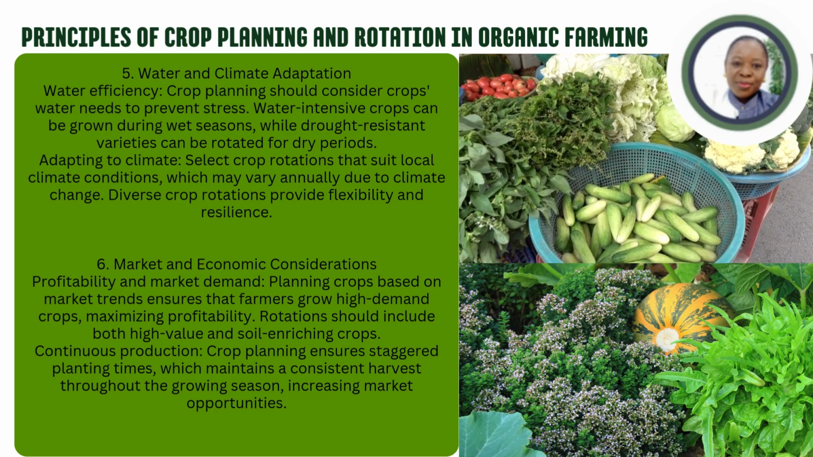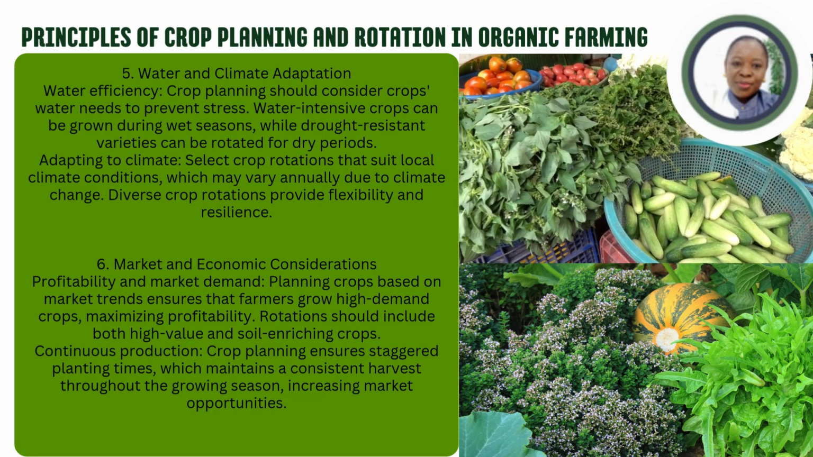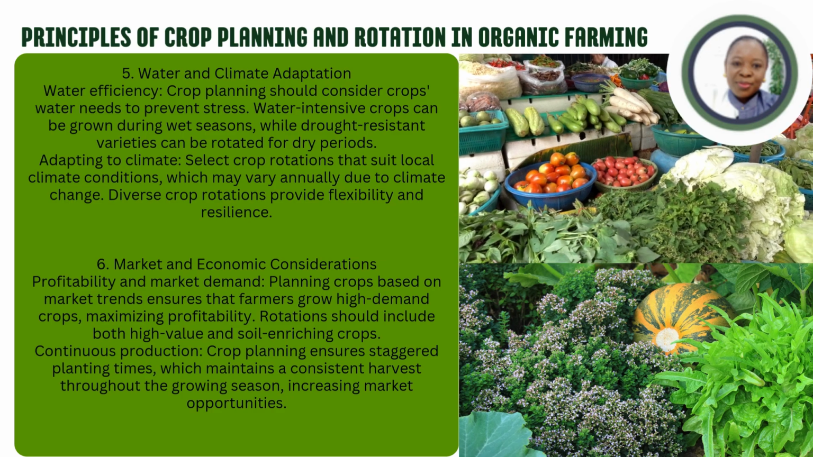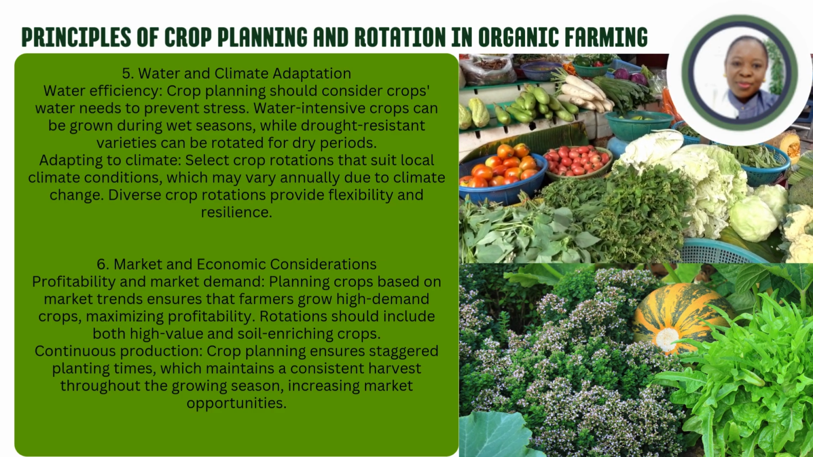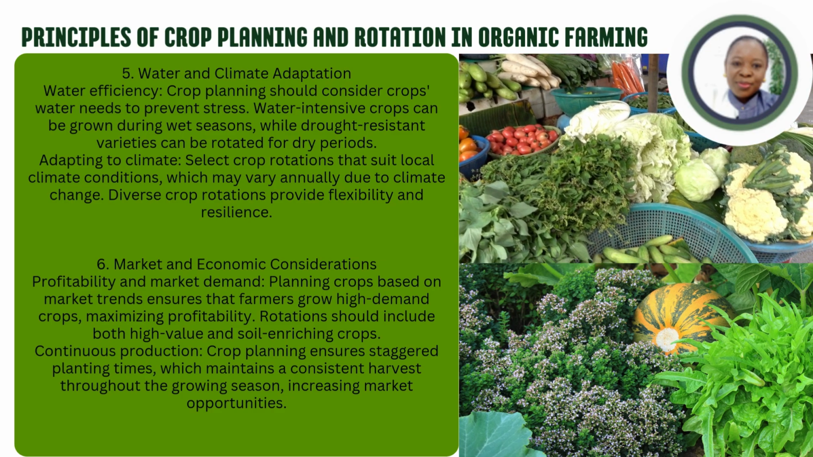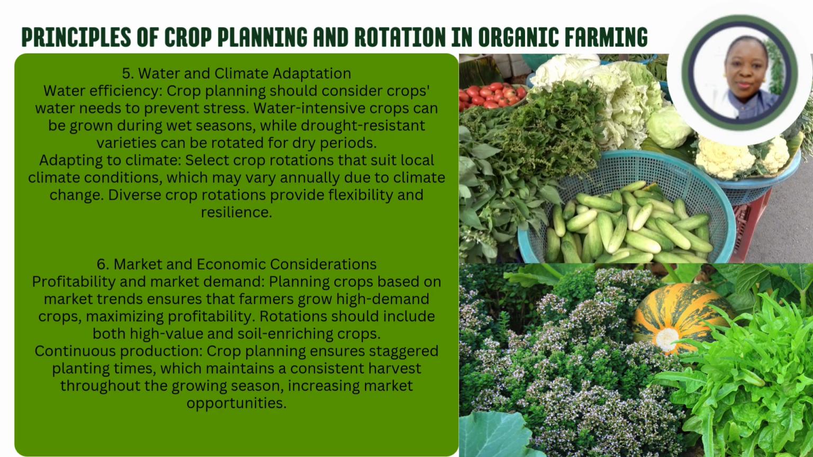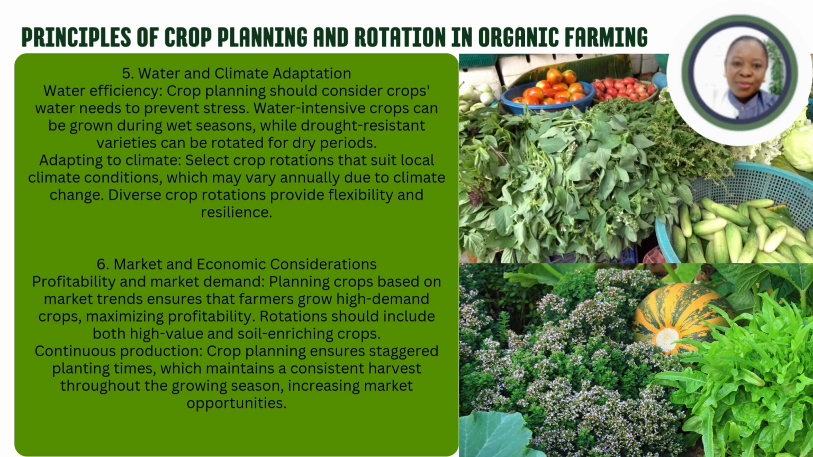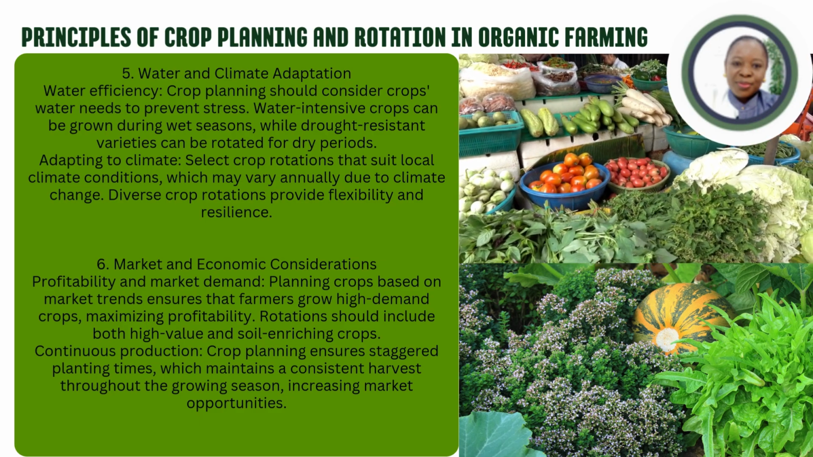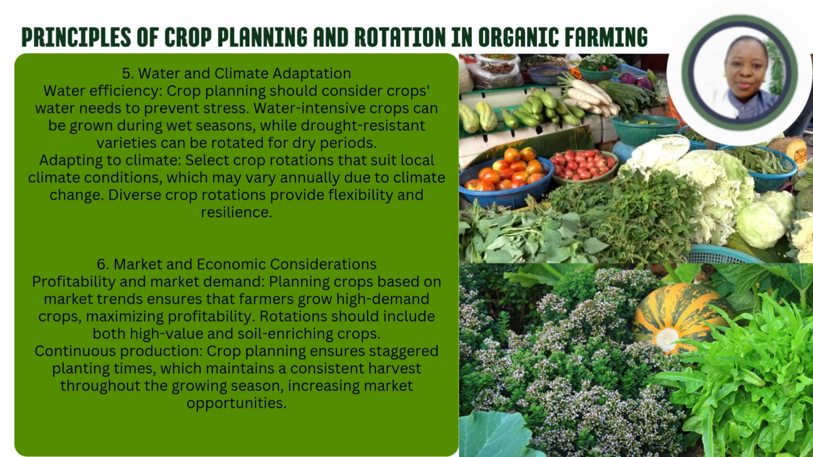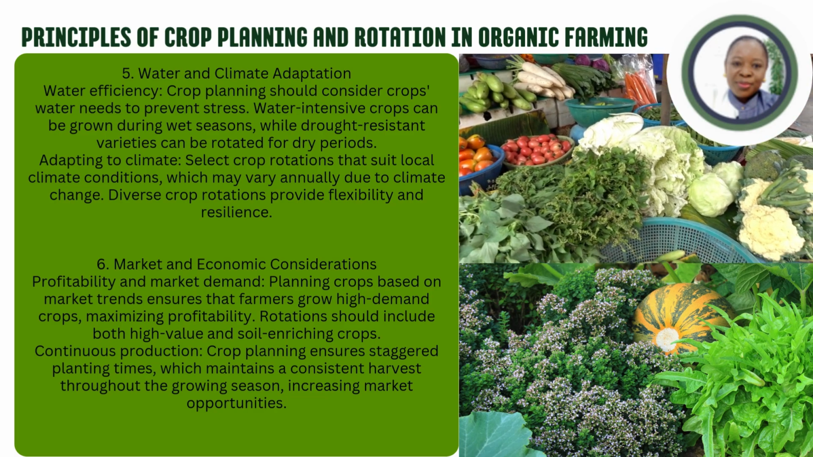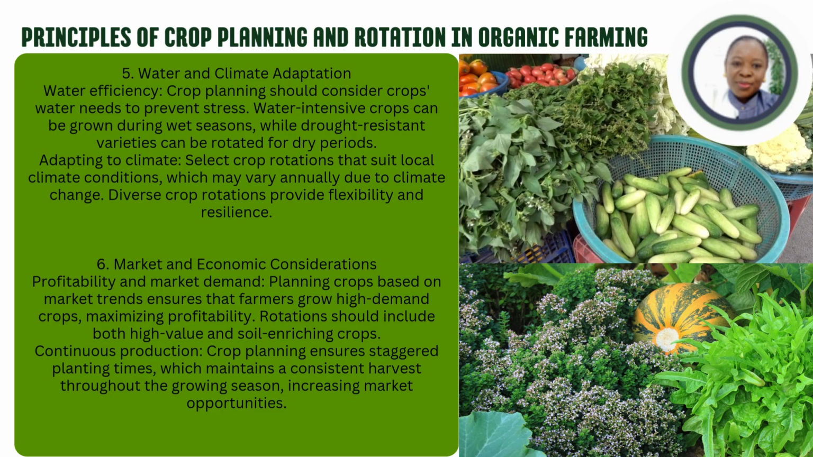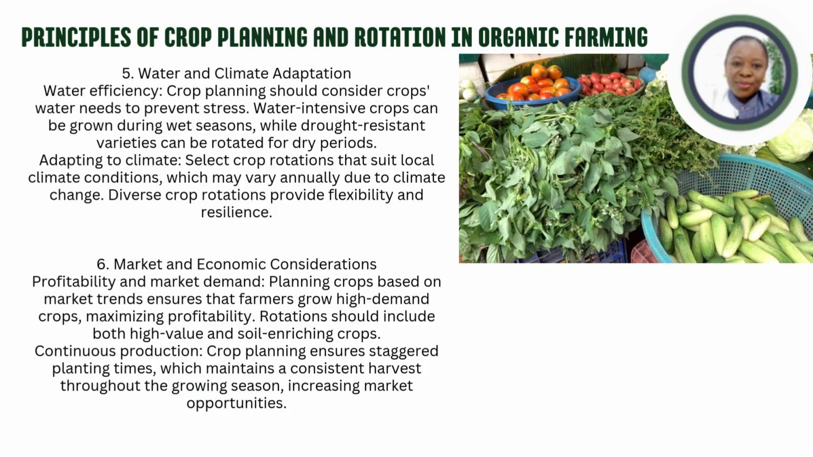6. Market and economic considerations. Profitability and market demand. Planning crops based on market trends ensures that farmers grow high demand crops, maximizing profitability. Rotations should include both high value and soil enriching crops. Continuous production. Crop planning ensures targeted planting times, which maintains a consistent harvest throughout the growing season, increasing market opportunities.